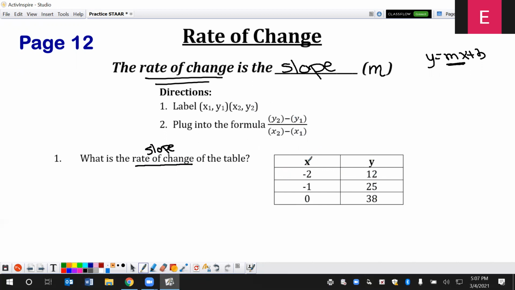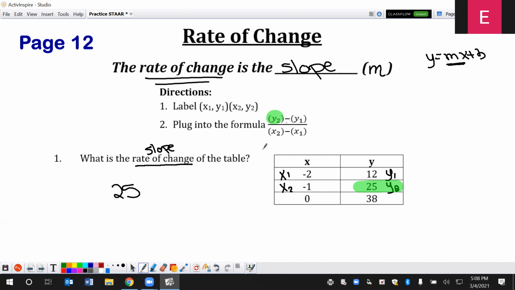So here are my x's. That means all these numbers on the left side are x values. So this is x1, this is x2. Those are my y values. All the numbers on the right side are y values. So this is y1 and this is y2. So I'm going to take this equation and I'm going to start replacing those letters with those numbers. So first I'm taking y2, and this is y2, 25.